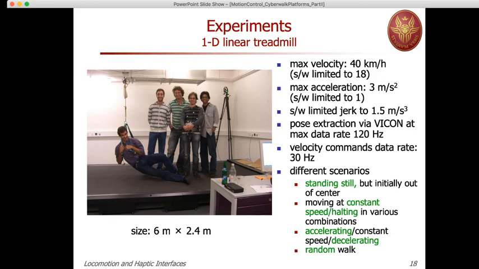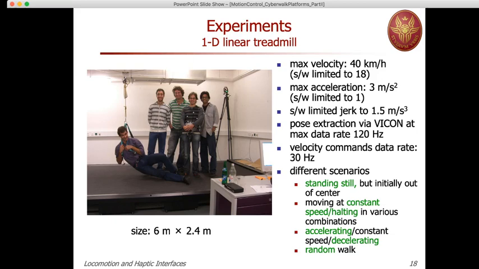So in this context, we tried out with the human walker four different situations. The first situation was the user standing still, but out of center. This was the same situation that we did with the cyber carpet, the non-omnidirectional platform. So we see how the platform will move to bring the user back to the center.